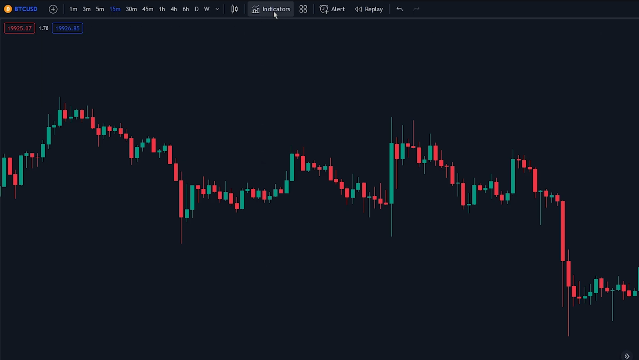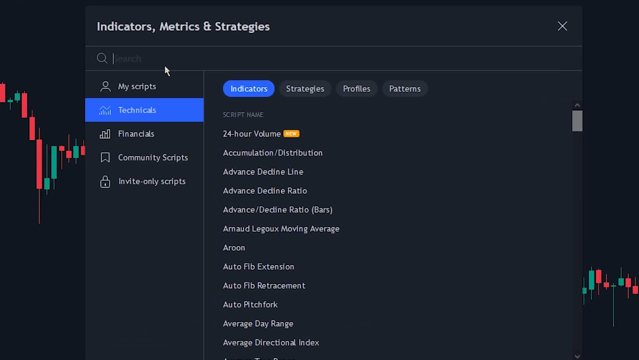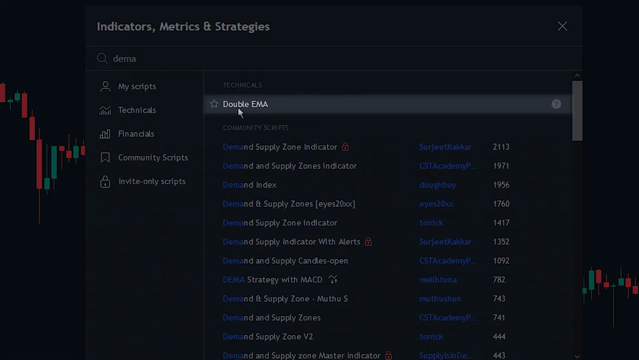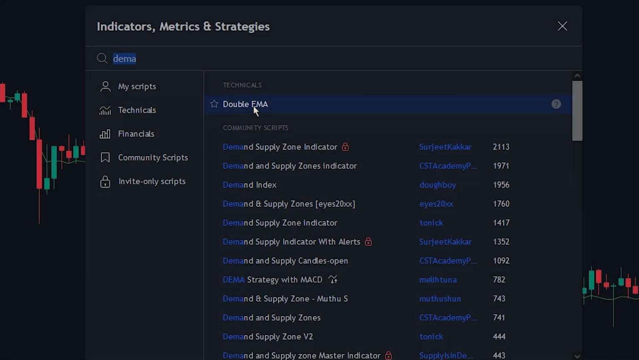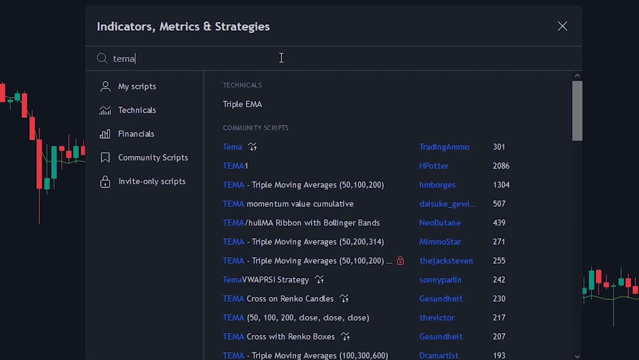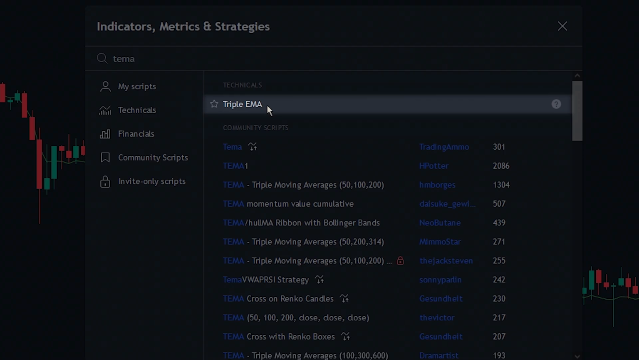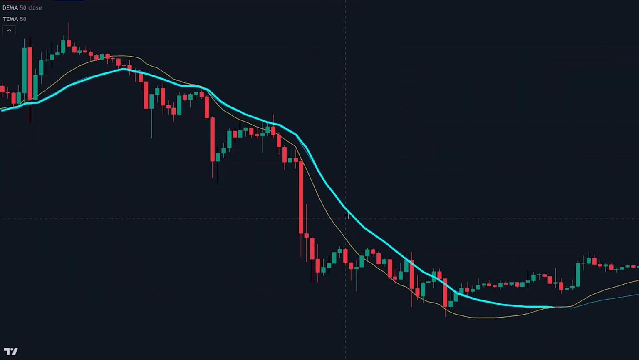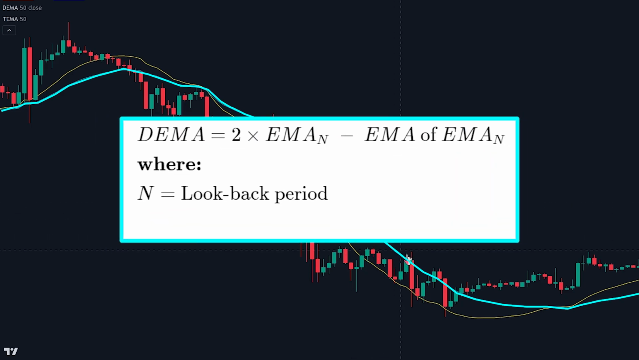To do this, head over to the Indicator Search tab and search for the double exponential moving average indicator. Select the indicator made by TradingView and add it to the chart. The second indicator we will be adding is the triple exponential moving average. Search for the triple exponential moving average indicator and select the indicator made by TradingView. The first indicator that we added is also known as the DEMA. This indicator is a 2-period exponential moving average that aims to eliminate lag by placing more weight on recent prices.